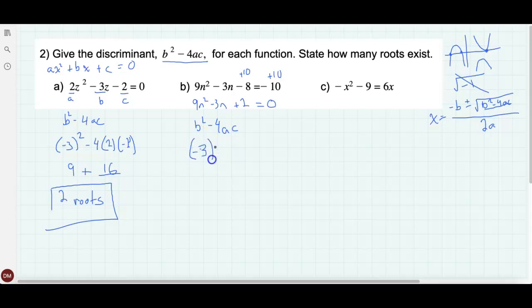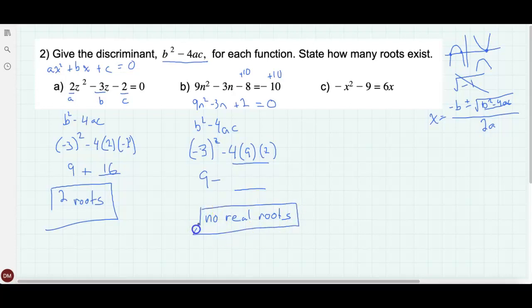Squared. Running out of space on my pad. Minus 4 times a is 9, and times c is 2. Oh, I wonder, this is going to be 9 minus... Okay, this is more than 9 here. So we can see it's going to be a negative, so there's no roots here. No real roots. Not that are real numbers, anyway.